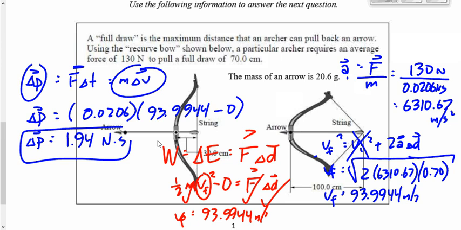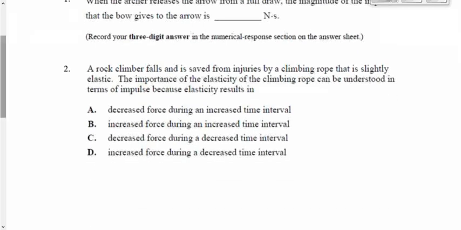Good? Okay, let's finish off with a nice easy one here now. A rock climber falls and is saved from injuries by a climbing rope that is slightly elastic. The importance of the elasticity of the climbing rope can be understood in terms of impulse, because the elasticity results in what? Like, in the absence of elasticity, what is it that's going to hurt this climber? When this climber falls, it's not the fall that hurts the climber, it's the force. It's what force?